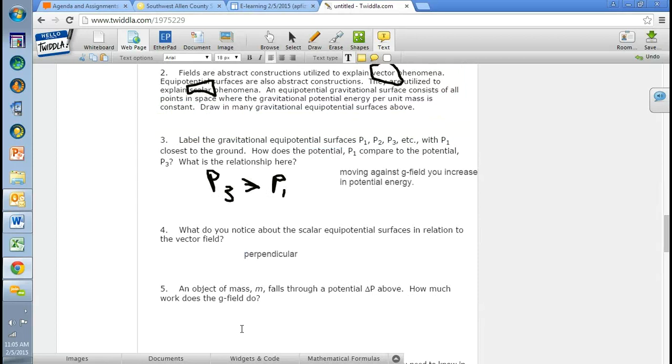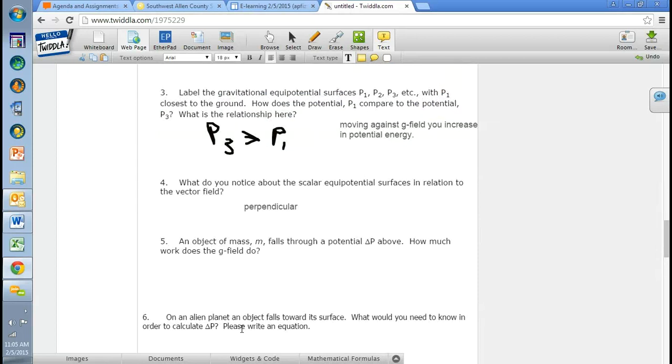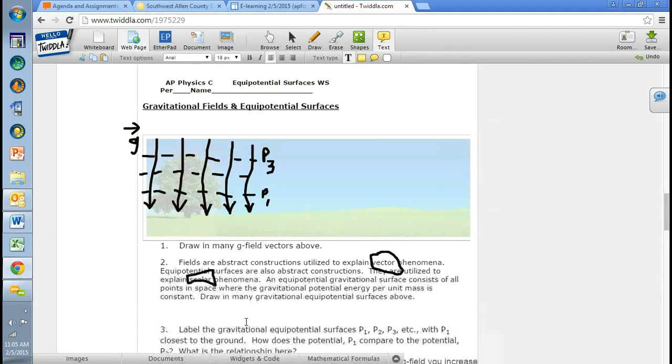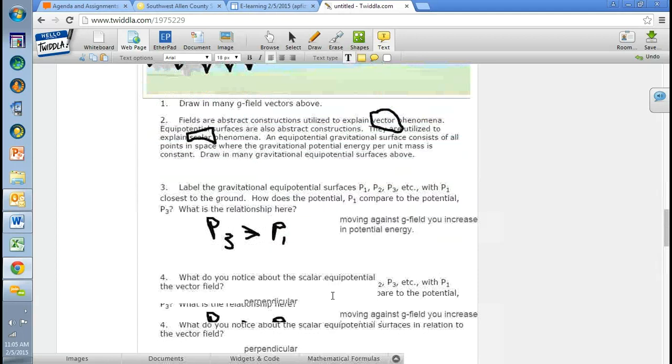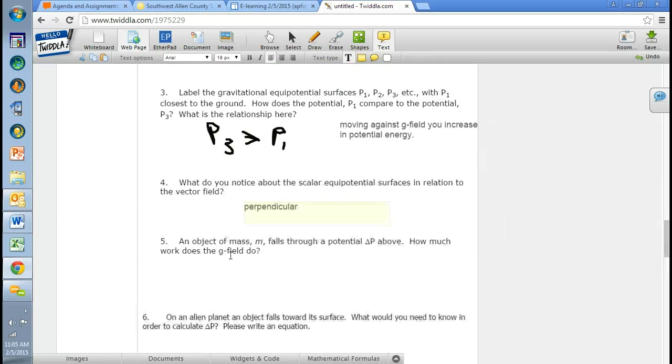Okay, then number 5, an object of mass m falls through a potential delta P above. How much work does the gravitational field do? Notice that it says here the equipotential surface is related to the energy. So in other words, I think I'm going to have to draw this. The change in potential would be equal to the change in energy.